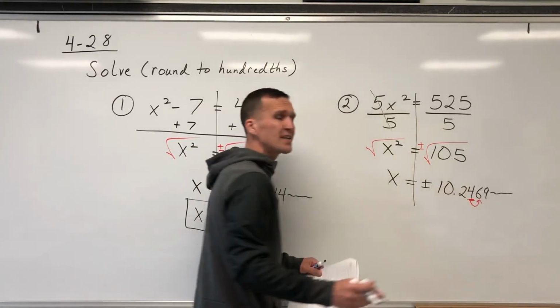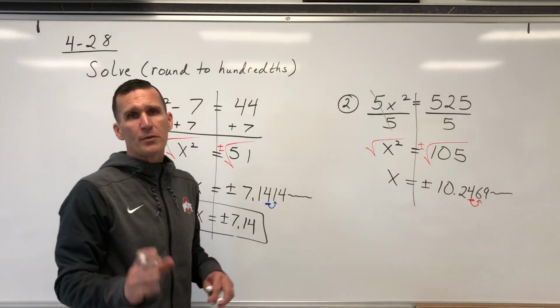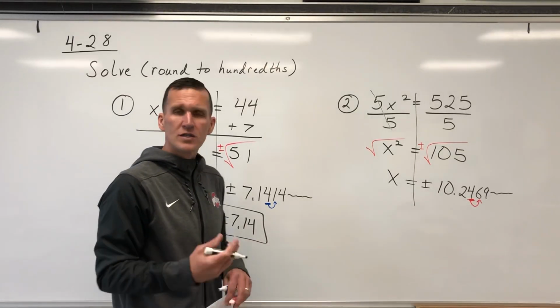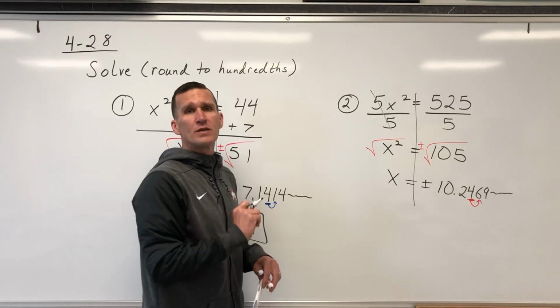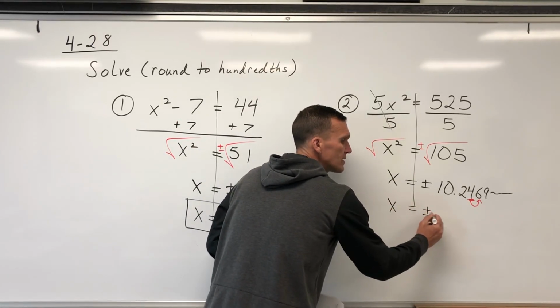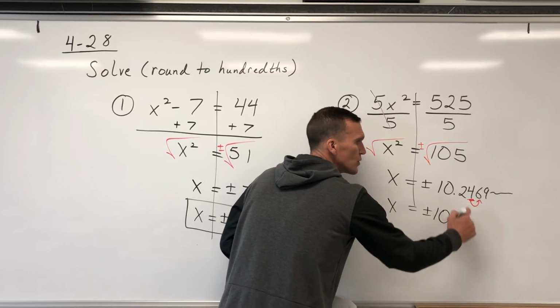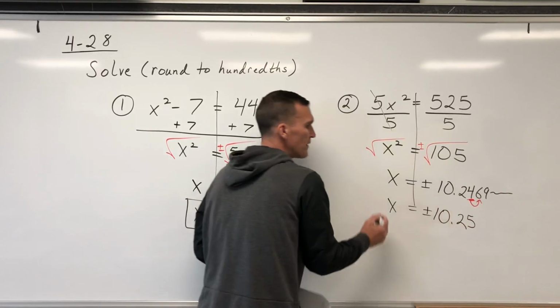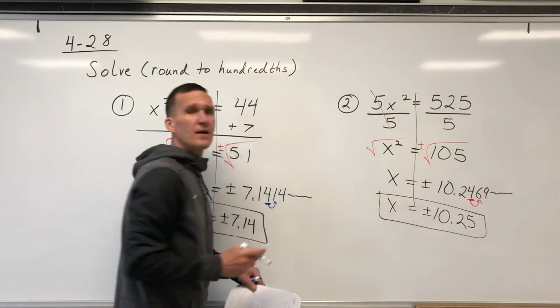Behind the 4 is a 6. Since that is a large number, anything 5 or bigger is considered a large digit, you're going to increase the 4 to a 5. So I have x equals plus or minus 10.24 bumps up to 5 as my final answer.